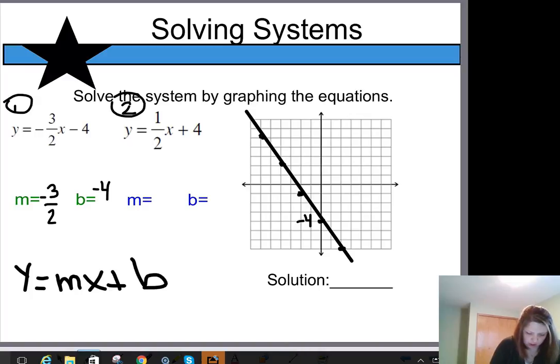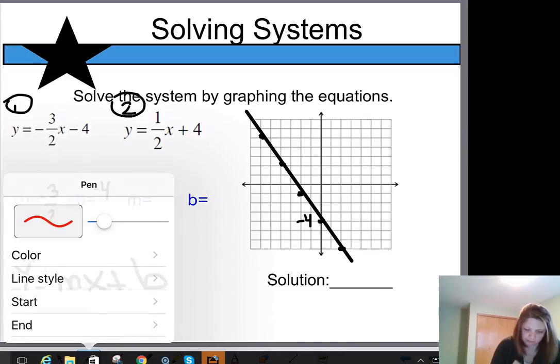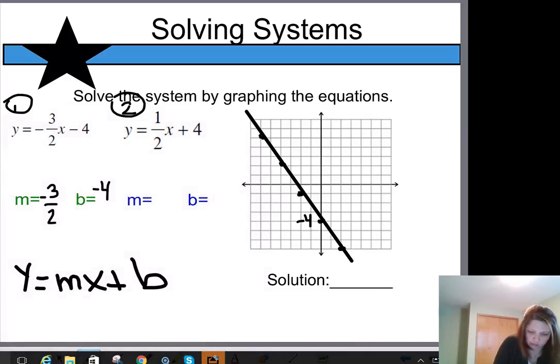Then I'm going to change the color of my pen because I want to show you the second line. So the slope of this will be 1/2 and b is +4. So b = +4 is right here, and the slope is +1/2. So we have 1/2, 1/2, 1/2, and I do need to continue in order to intersect with the first line, which will be 1 down, 2 to the left, 1 down, 2 to the left, 1 down, 2 to the left.